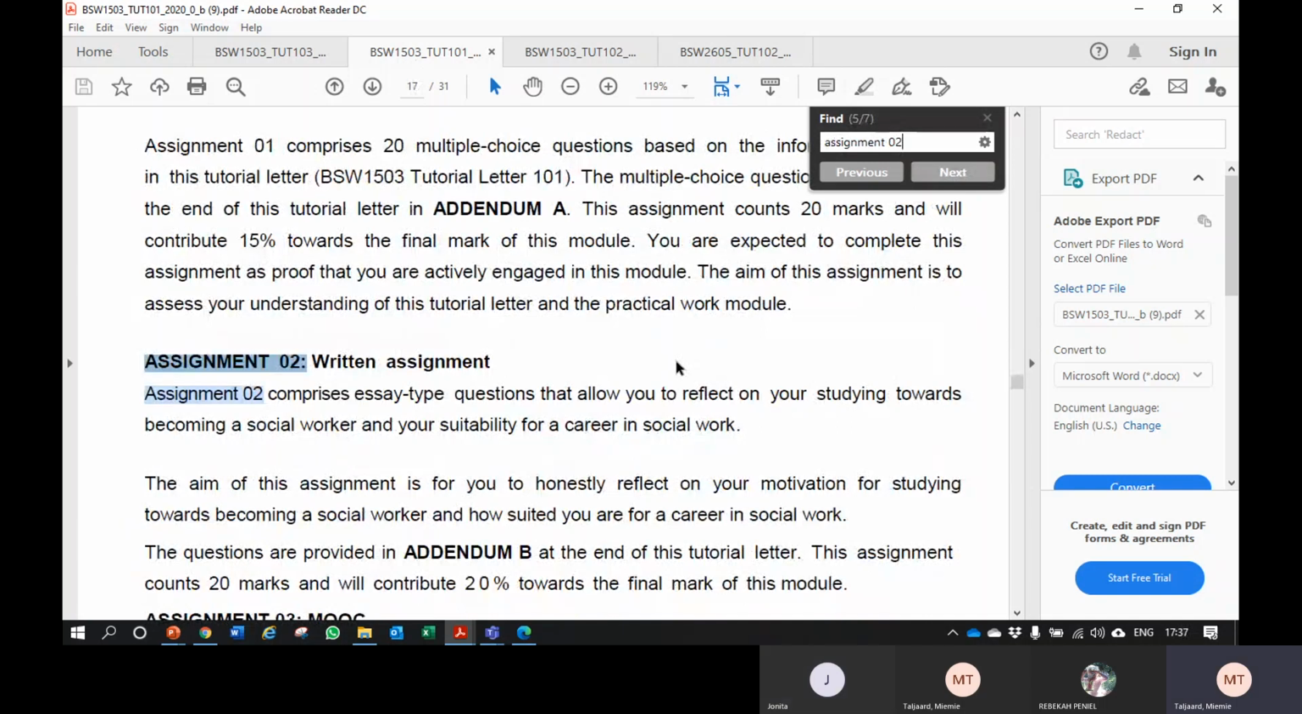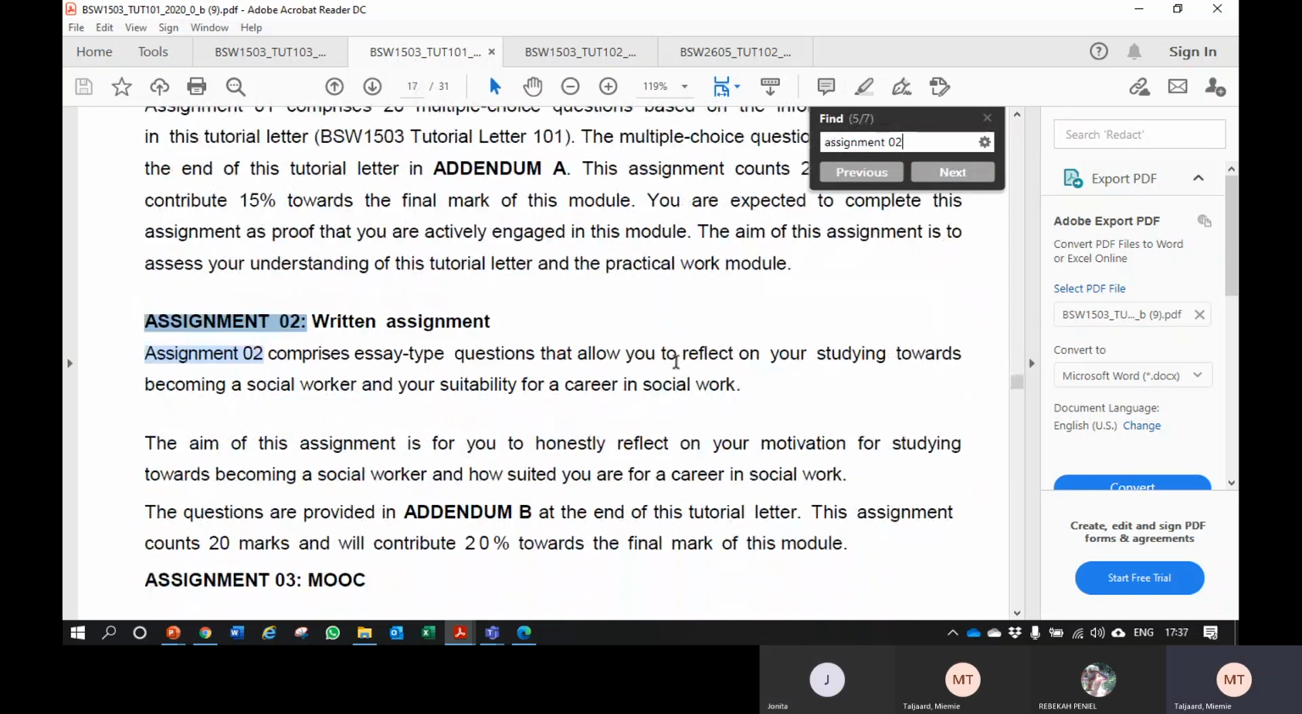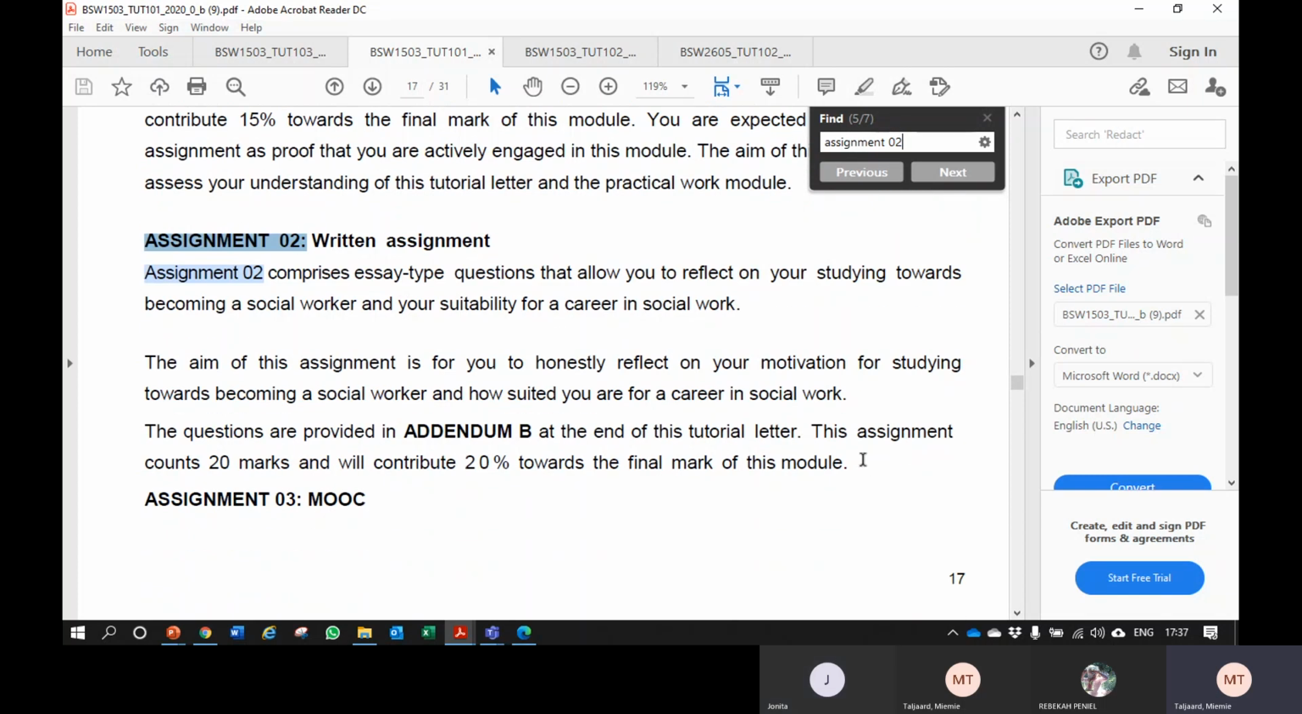An essay type question that allows you to reflect on your studying towards becoming a social worker. And again, if you reflect on your studying towards becoming a social worker, it is the reflective thoughts and your suitability for a career in social work. And it counts quite a lot. It counts 20% towards the final mark of this module.